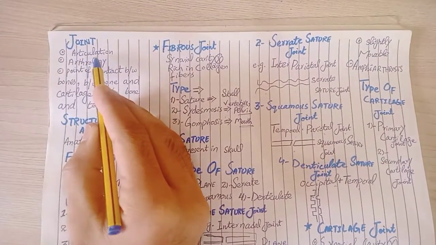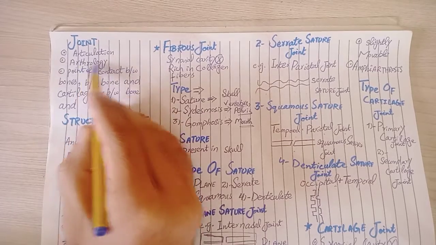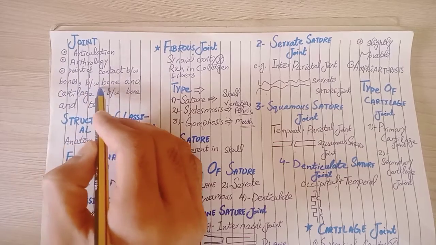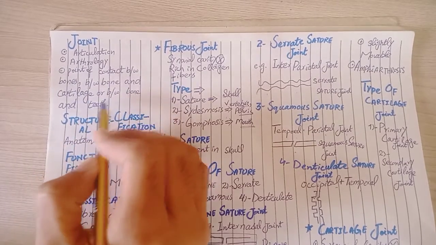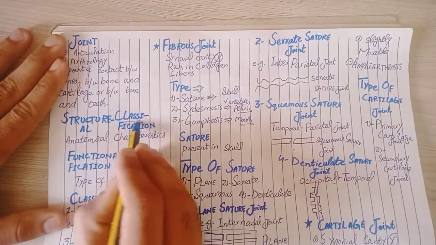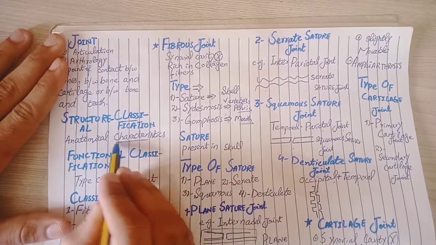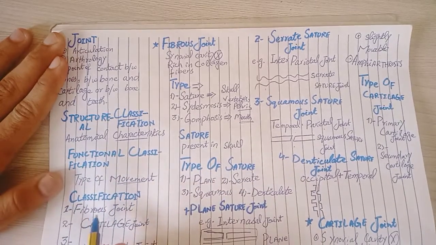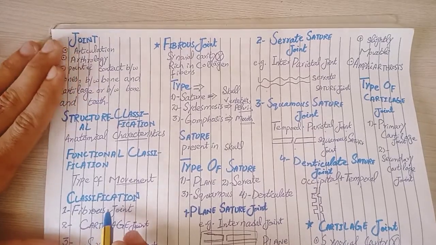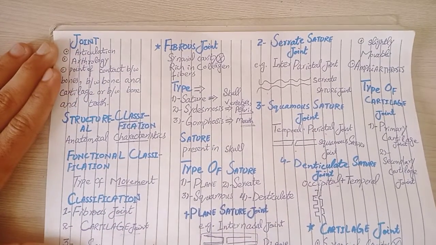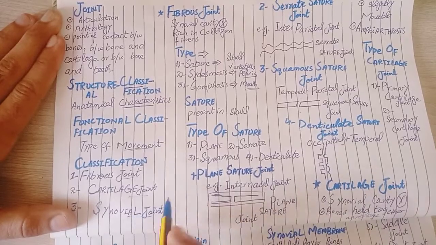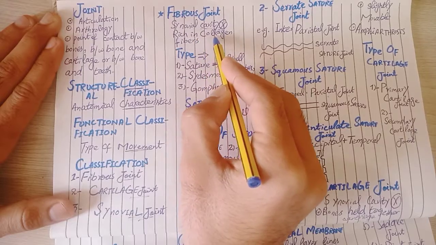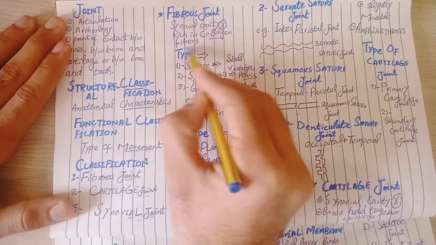Joint in anatomy, joint known as articulation. Study of joint known as arthrology. Point of contact between bones and cartilage or between bones and teeth. Structural classification depends on anatomical characteristics. Functional classification depends on type of movement. Classification, three types of joint: fibrous joint, cartilage joint, synovial joint. Fibrous joint is one in which no synovial cavity is present, rich in collagen fibers.